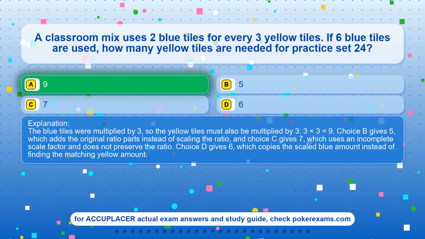The blue tiles were multiplied by 3, so the yellow tiles must also be multiplied by 3. 3 times 3 equals 9. Choice B gives 5, which adds the original ratio parts instead of scaling the ratio, and choice C gives 7, which uses an incomplete scale factor and does not preserve the ratio. Choice D gives 6, which copies the scaled blue amount instead of finding the matching yellow amount.